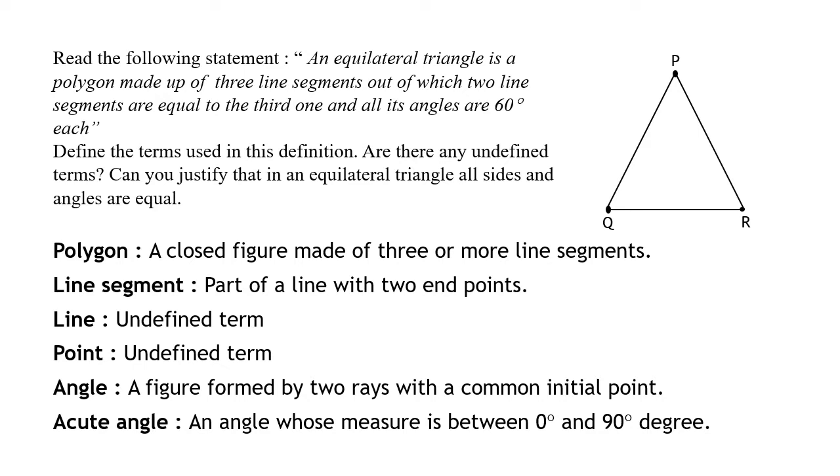Now we are given: an equilateral triangle is a polygon made up of 3 line segments, out of which 2 line segments are equal to the third one and all its angles are 60 degree each. That is the definition of an equilateral triangle. So, a quick revision of all the definitions which can be asked in your test. Polygon: a closed figure made of 3 or more line segments. Line segment: part of a line with 2 endpoints. Line is an undefined term, point is also an undefined term. Angle: a figure formed by two rays with a common initial point. Acute angle: an angle whose measure is between 0 and 90 degree.